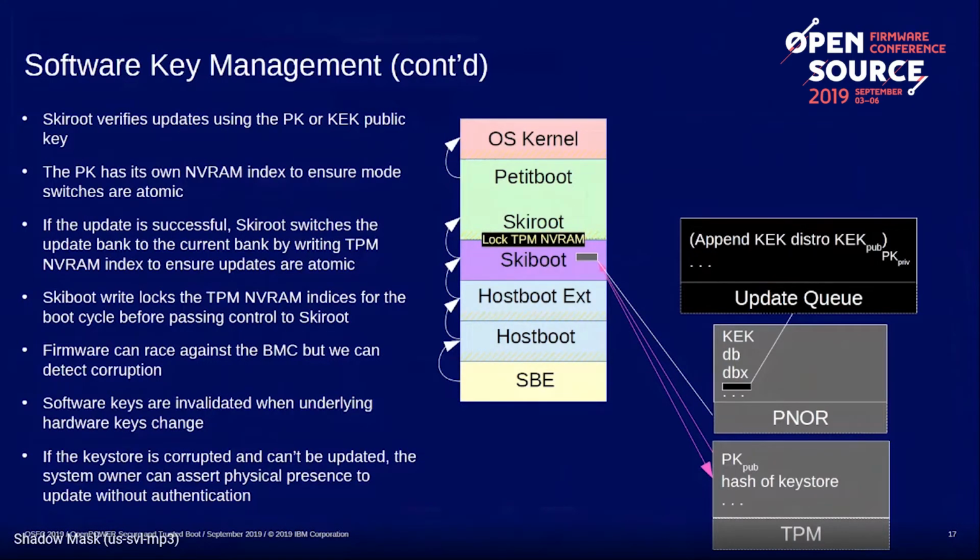When the underlying firmware keys change, we invalidate the software keys. And if for some reason you can't update the key store because, say, the machine ownership has changed, and you don't have the private key to go sign an update, then you can assert physical presence with this jumper or power button.